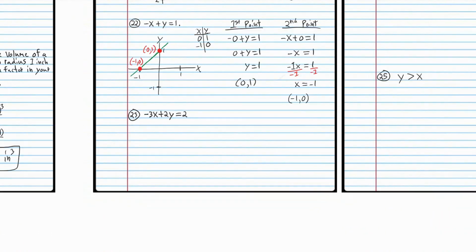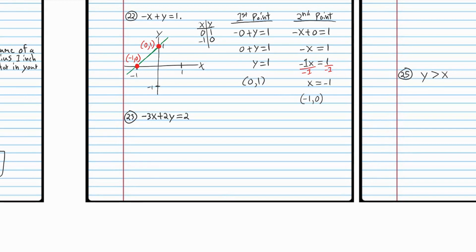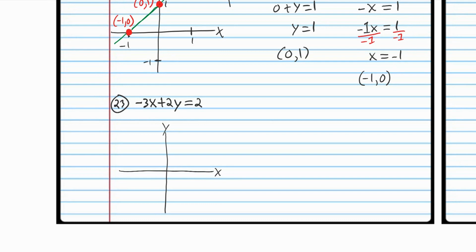All right. So number 23 is going to be even more difficult, as you'll see, because we're definitely going to have to perform some algebra on number 23. So again, let's draw our axes. It doesn't have to be perfect, but just try to draw them as straight as possible without using a ruler. So as usual, we're going to need 2 points.